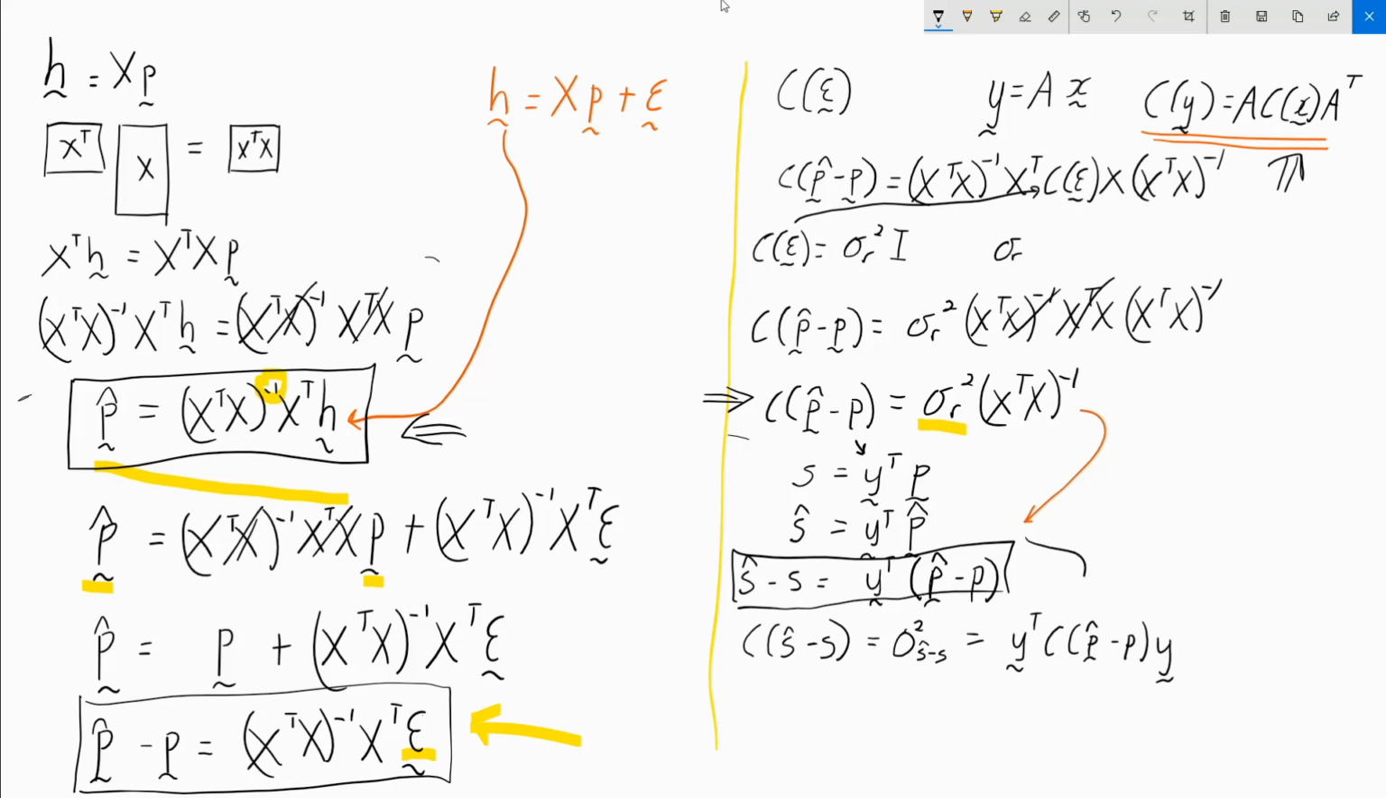Now I substitute that into there to say that my predictive error variance, which we can loosely equate to the uncertainty of any prediction I make with this calibrated model, equals sigma squared y^T (X^T X)^-1 y.